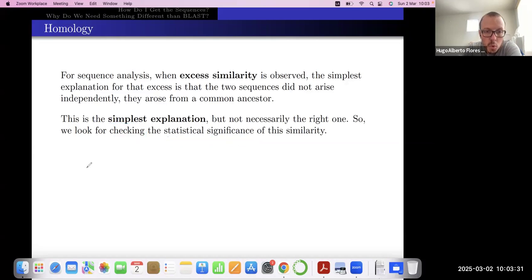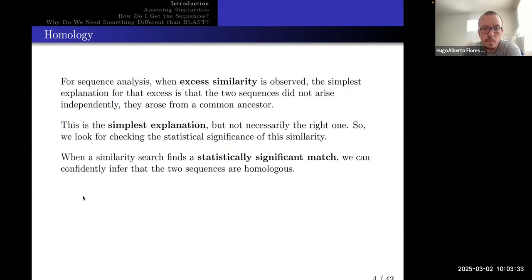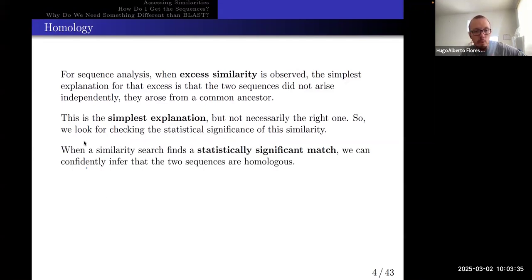So what happens when you find a statistically significant match? What we are going to try, confidently, is to infer that the two sequences are homologous. When you apply a similarity tool and you find results that are statistically significant, we are going to trust that result and infer that they are homologous.